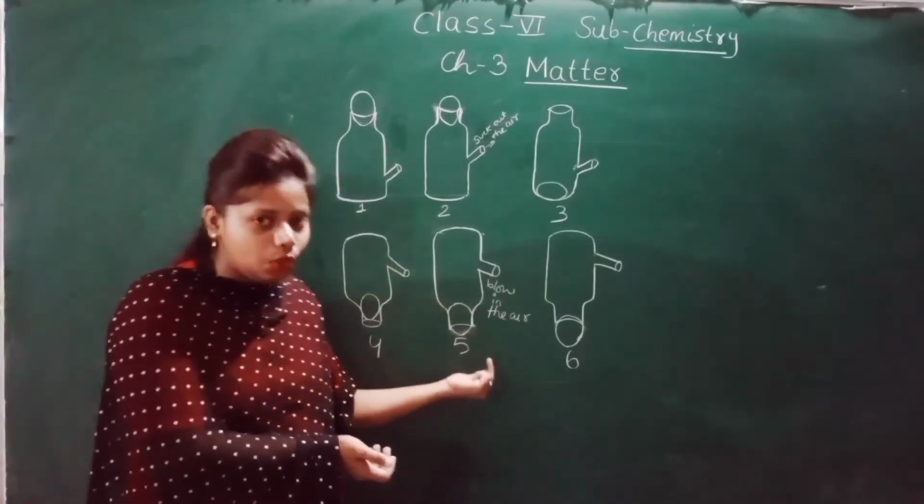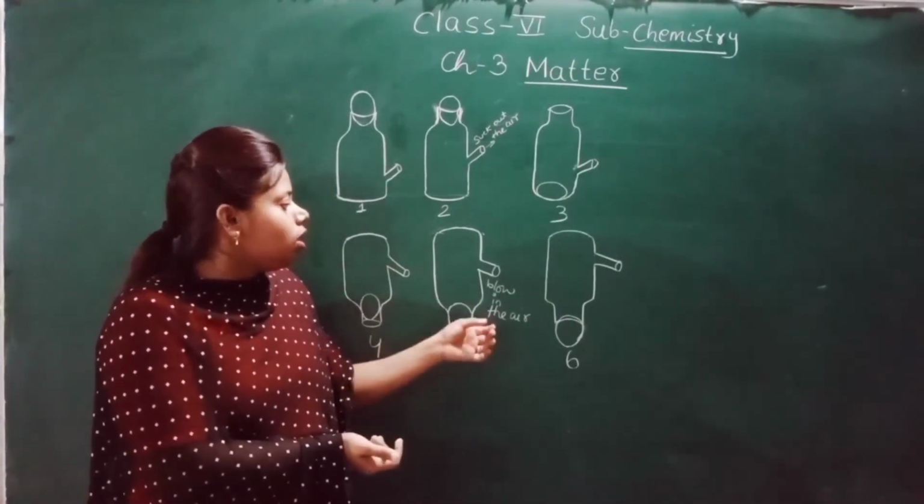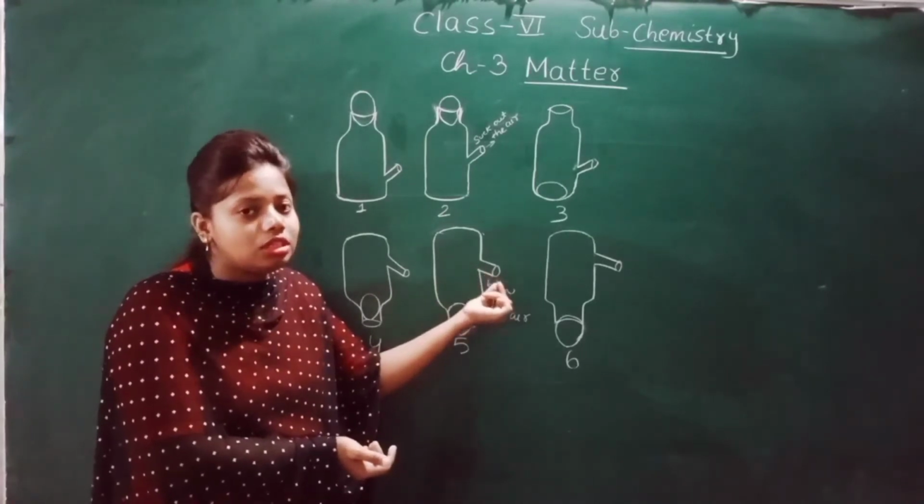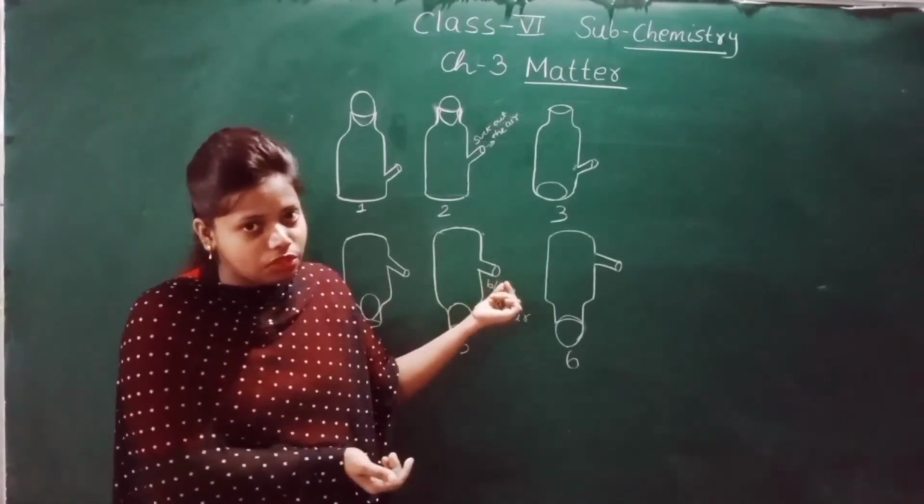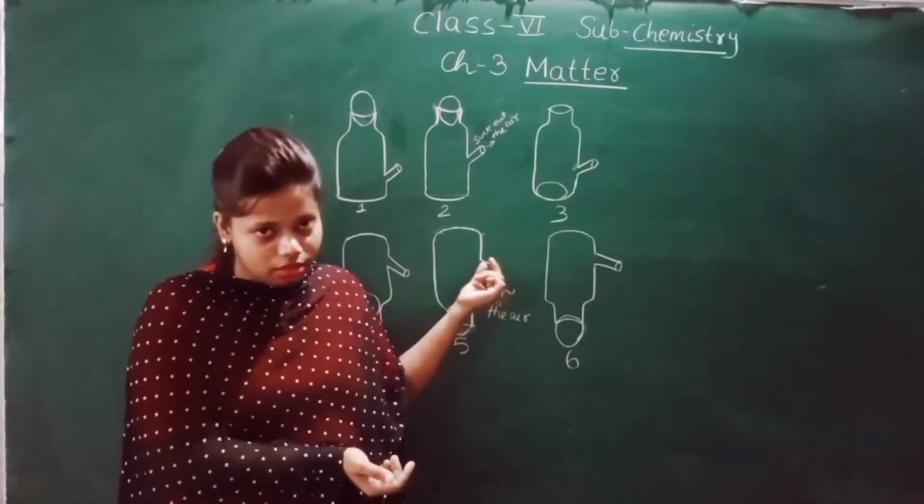Now next, you will blow air through this side pipe fitted with the rubber tube. You will blow the air. What will you do?